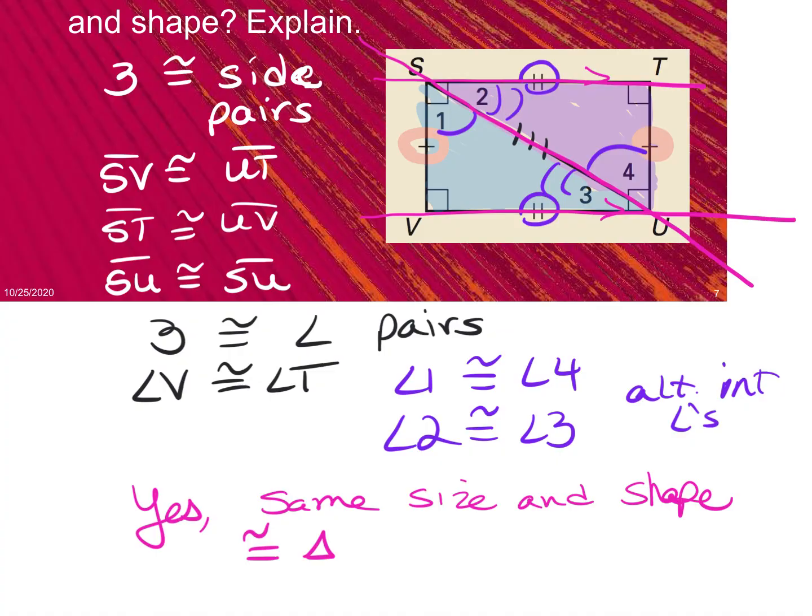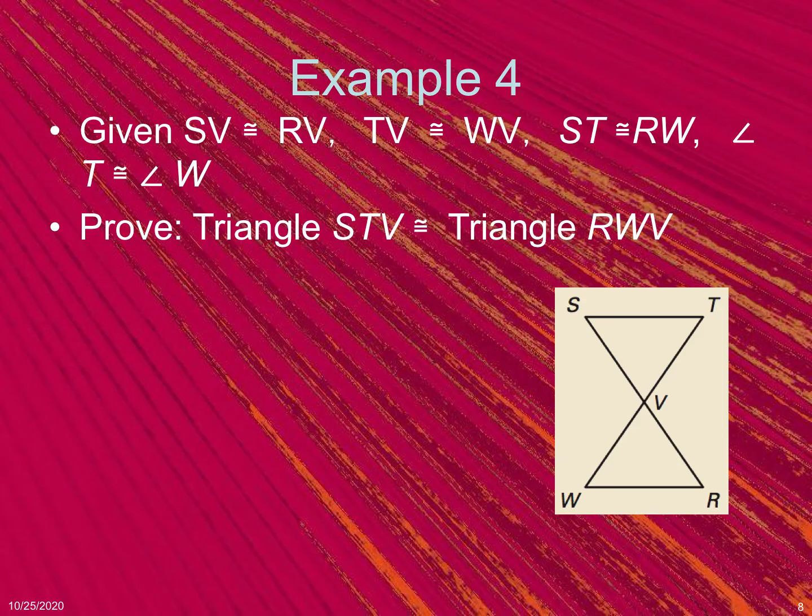And then the last one is a proof. So the last example wants us to write a proof. They want us to prove that triangle STV, this one right here, is congruent to triangle RWV. Now, they've given me quite a bit of given. So I'm going to go ahead and set up my 2 columns. I have my statement column and my reasons.